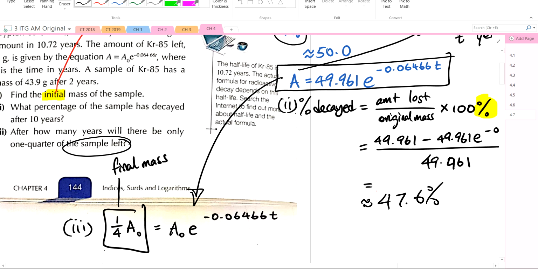So just cancel A naught and A naught. And I'm sure you are able to take ln on both sides to find the value of t. Alright?